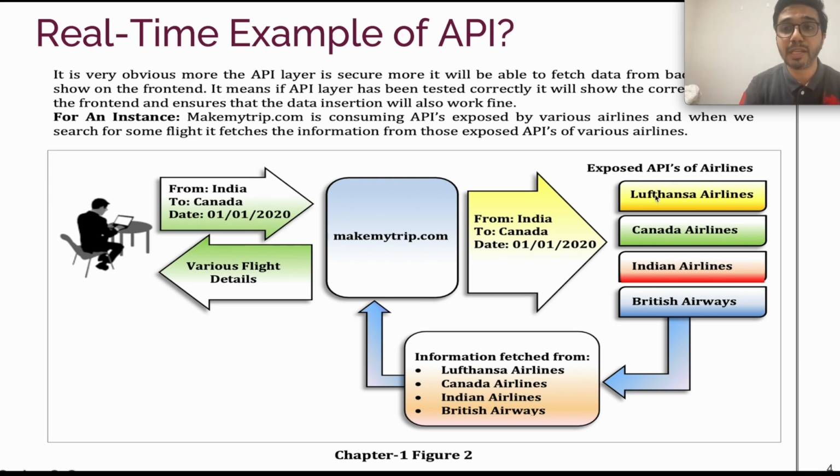This is basically managed by the backend. So the front end or client is makemytrip.com. Server is the exposed APIs of airlines. Correct? Request is what are the flight options we have from India to Canada, and what is the response? All the information fetched from airlines.